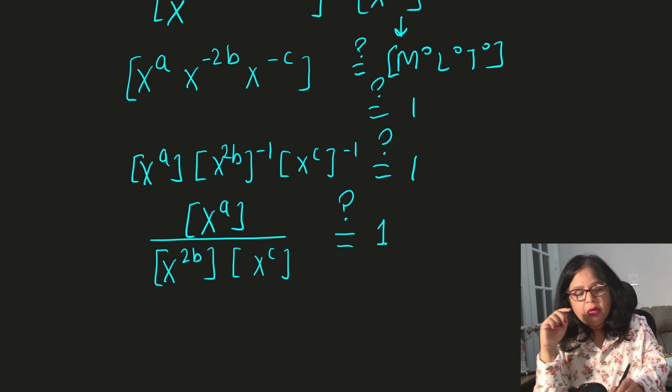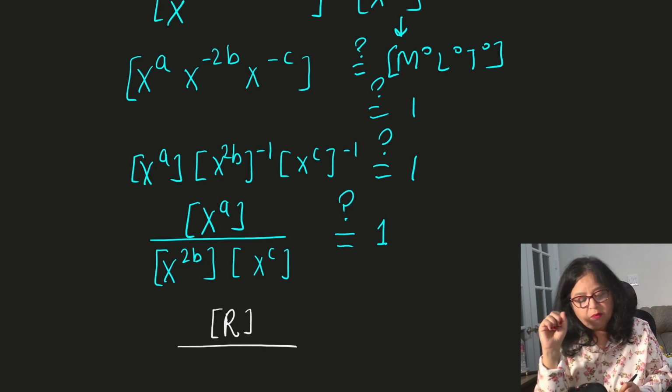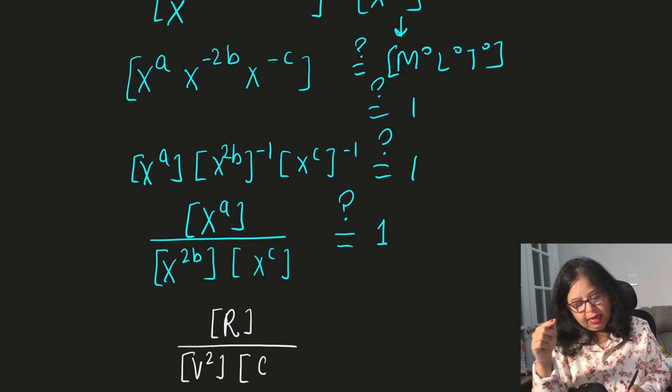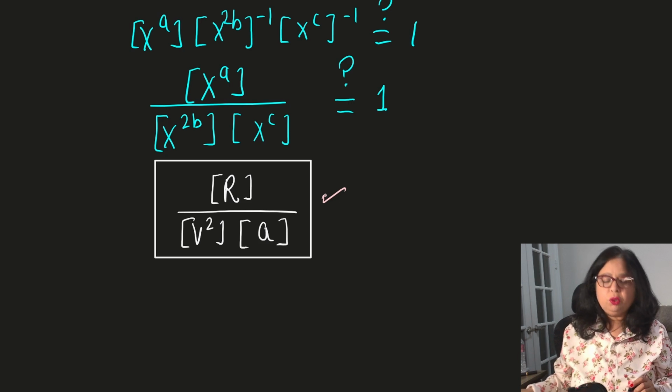Now, x to the power a is position. Let's use letter R for position. X to the power 2b, b is speed, v squared. X to the power c is acceleration, correct? Now, I didn't really need to write this, but I wrote it just to show it to you.